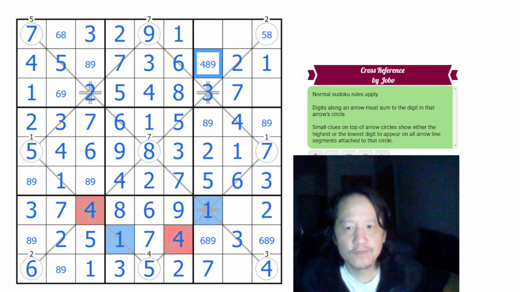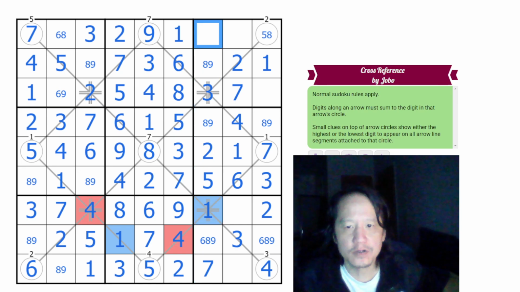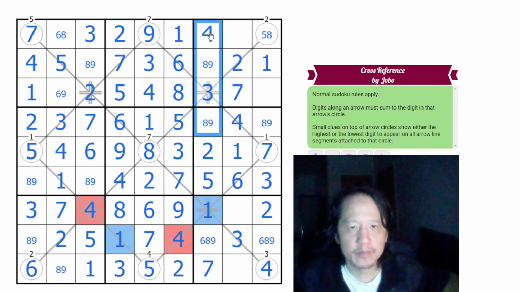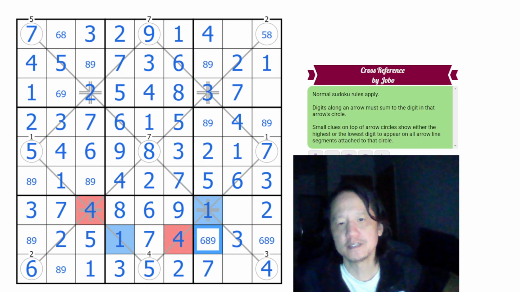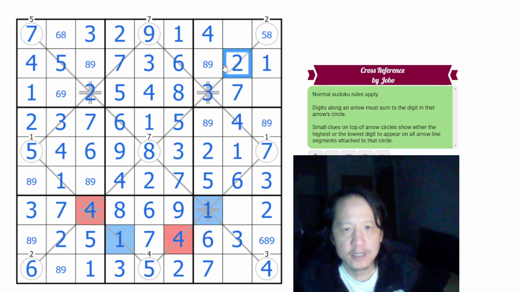This can't be 4. Where can the 4 be in column 7? It has to be here. And we have an 8, 9, 8, 9 pair in column 7, which eliminates 8 and 9 from the rest of the column. So this can't be 6. Or sorry, this is a 6. 2 and 3 add up to 5, so this is a 5.